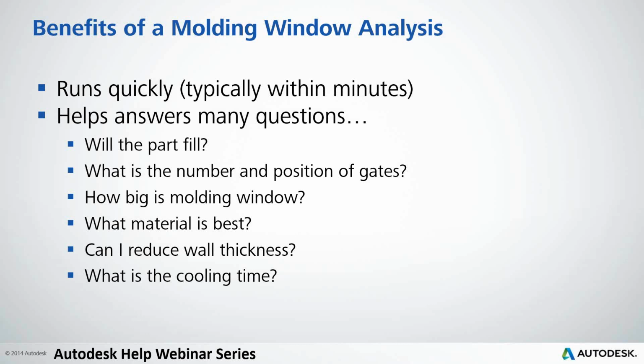And then it helps to answer questions like, will the part actually fill? Is the pressure low enough? This should be at least half the machine's pressure capacity. Another question is, what is the number and position of the gates? You want to add gates to reduce the pressure, and an analysis is run with each gate configuration, and the effect on pressure, shear stress, temperatures, etc. can be compared at these different locations.